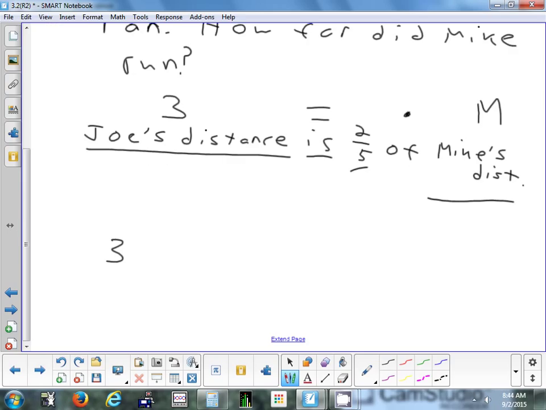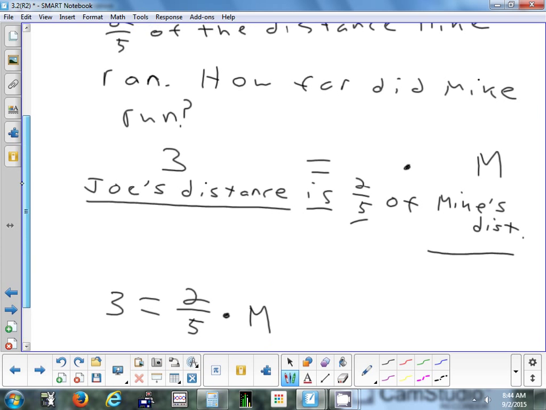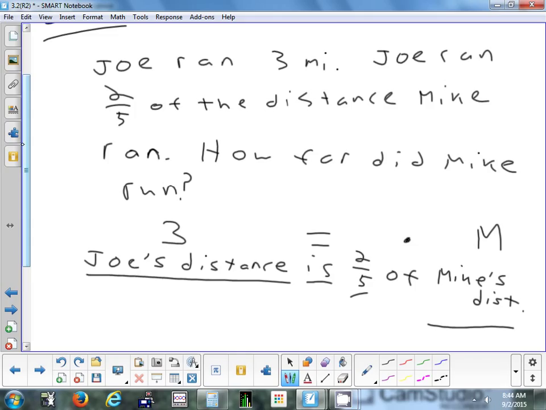3. What's going to come next? Equals. Joe's distance is what? 2/5. How is that? Of, we just said means times. Mike's distance. We said that was M. That's it. Okay. So it does take a little bit of practice to learn in your head how to work with a word problem and simplify it. But that's all you have to do.